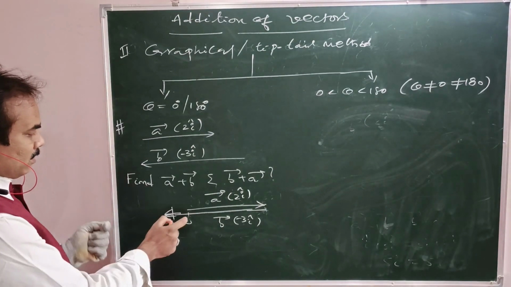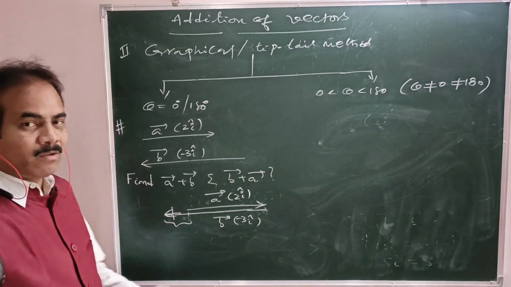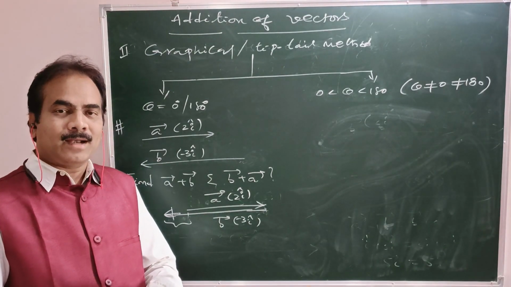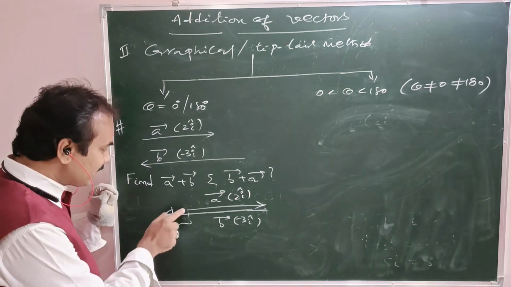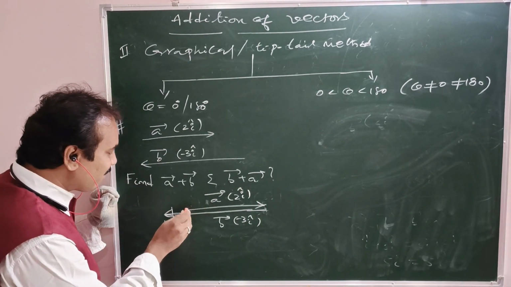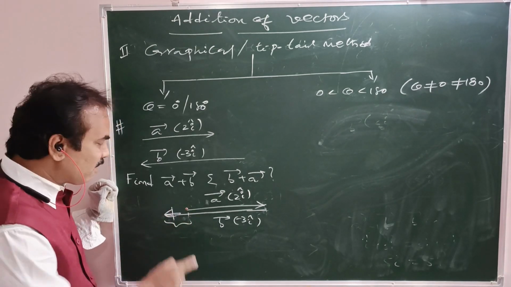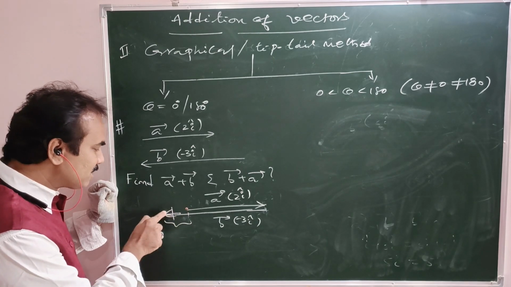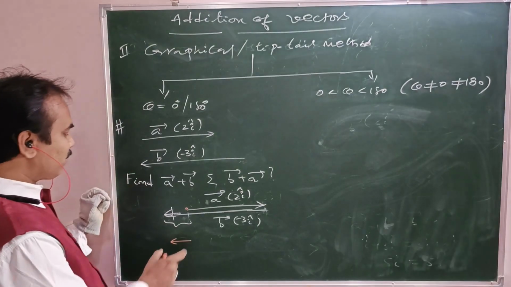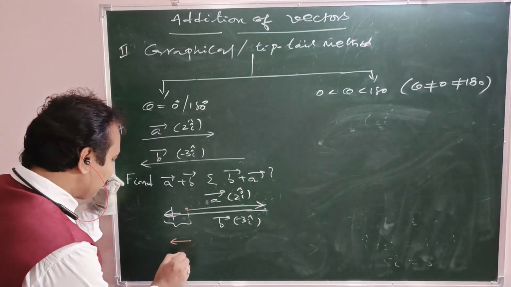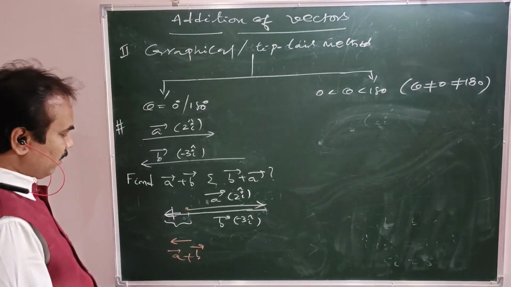That is the resultant vector. How to find the resultant? By taking a vector from the tail of the first vector to the head of the second vector. See, this is the first vector A bar. This is the tail of the first vector. Now this is the head of the second vector. A vector drawn from the tail of the first vector to the head of the second vector, from here to there, is the resultant vector. That is A bar plus B bar.